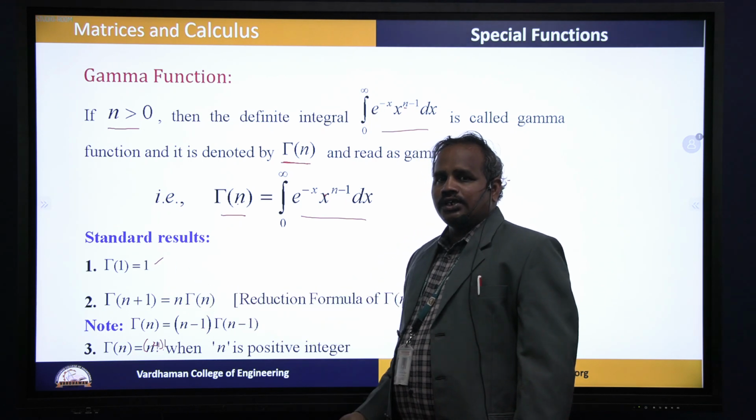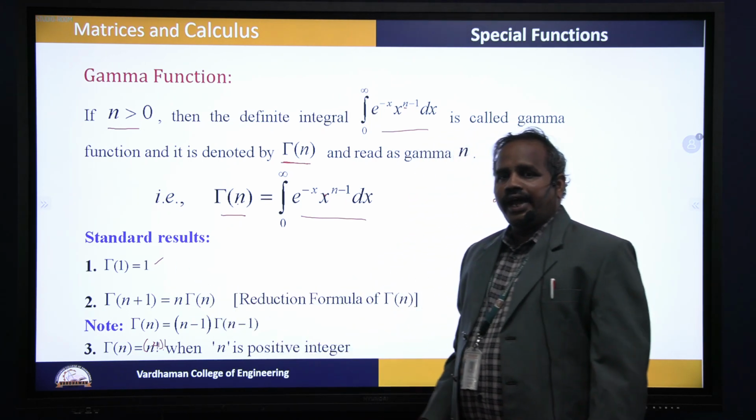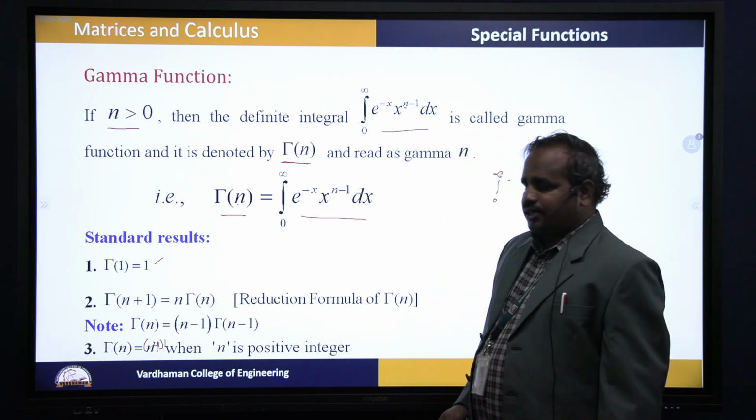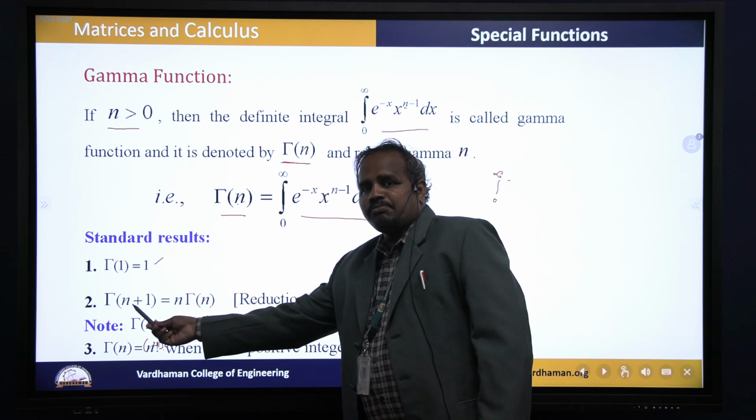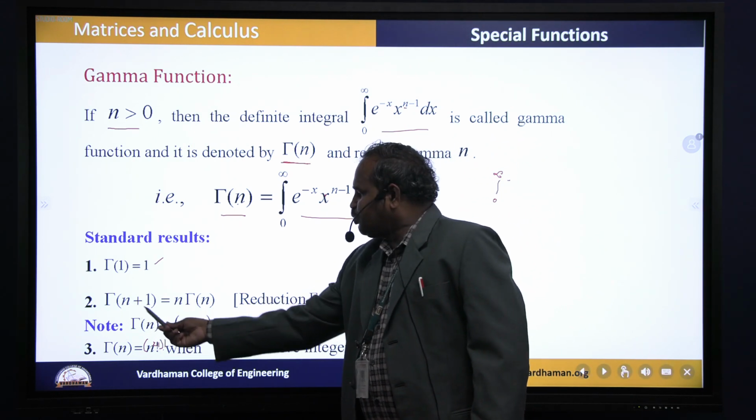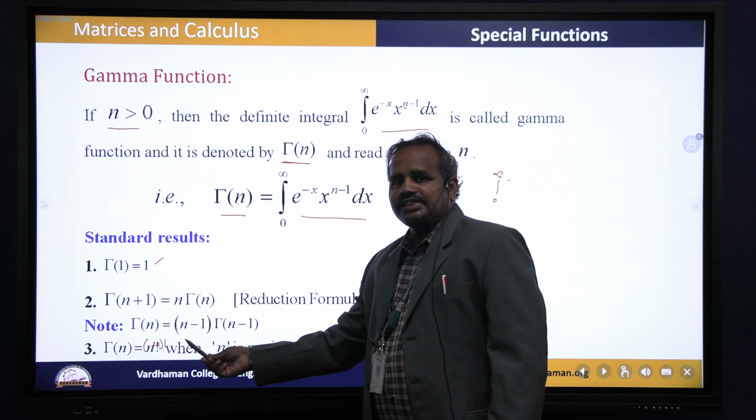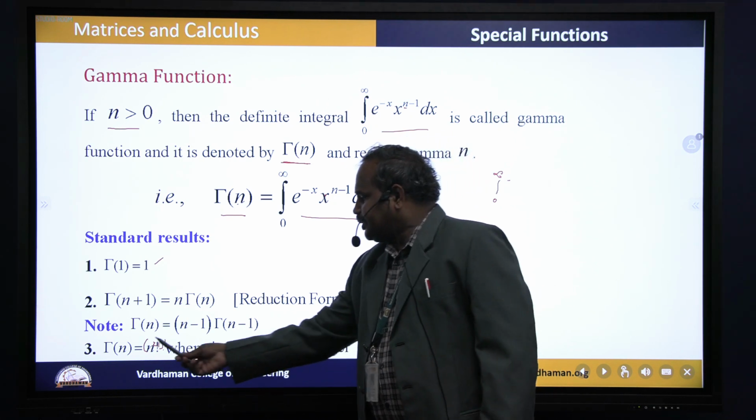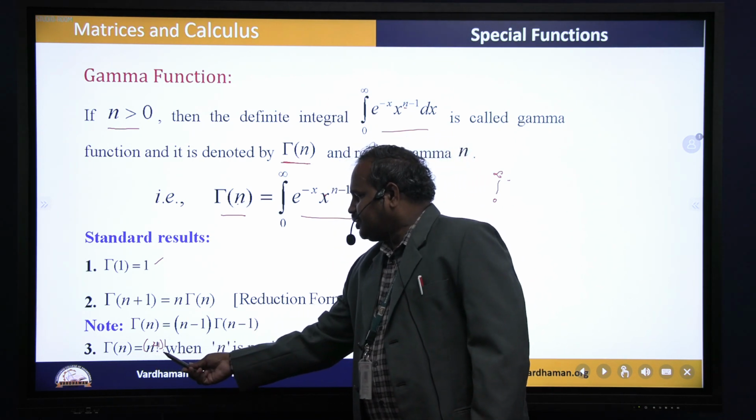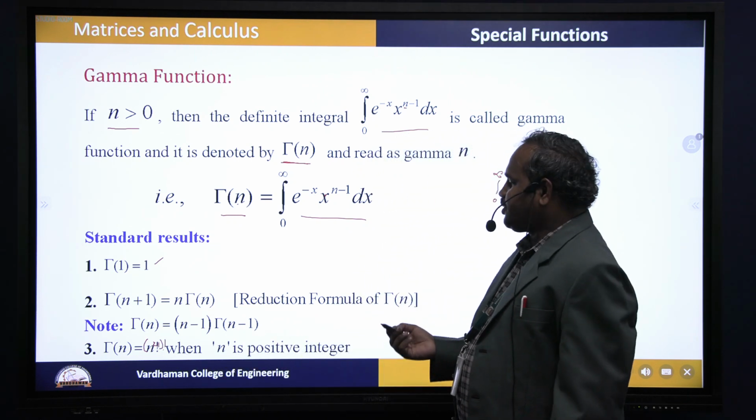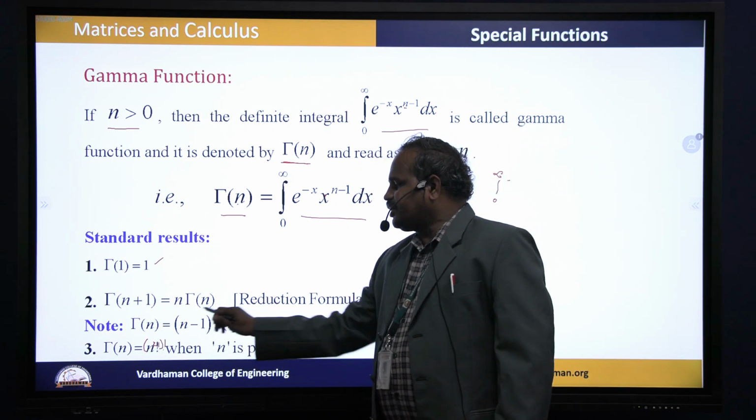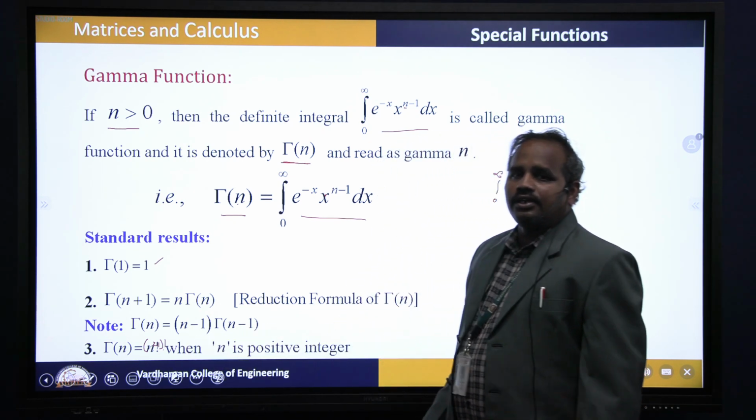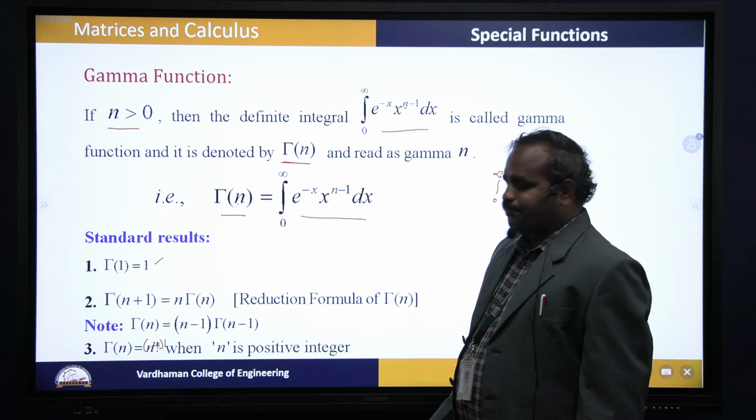By using this gamma definition we evaluate the standard results. Gamma of 1 is equal to 1, and gamma of n plus 1 is equal to n into gamma of n. This is called the reduction formula of gamma of n. If we replace n by n minus 1 here, it changes to gamma of n is equal to n minus 1 into gamma of n minus 1. Third, if you repeat this formula continuously, you will get gamma of n is equal to n minus 1 factorial.